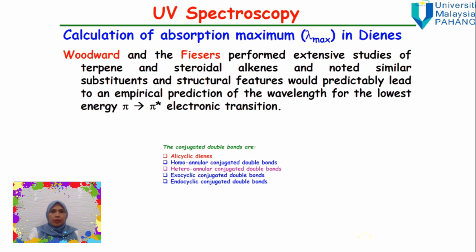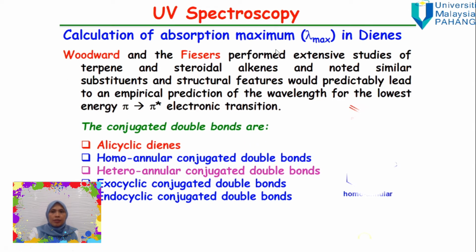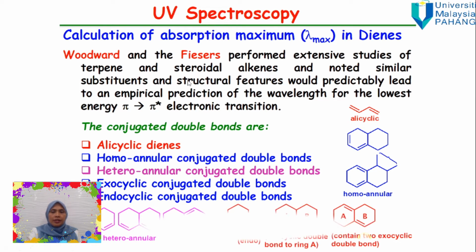Next, the most important part in this session is to calculate the absorption maximum, lambda max, of the diene group. Woodward-Fieser introduced this calculation for the energy of diene, based on the pi to pi-star electronic transition. So we will use this Woodward calculation to calculate the lambda max of the diene group.